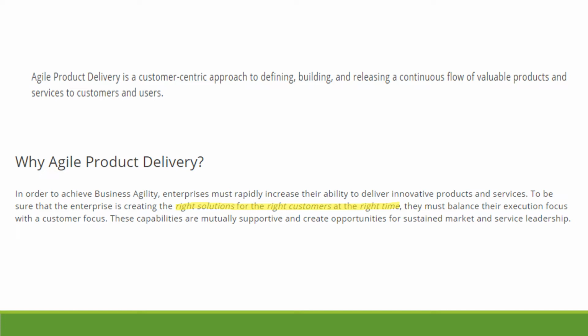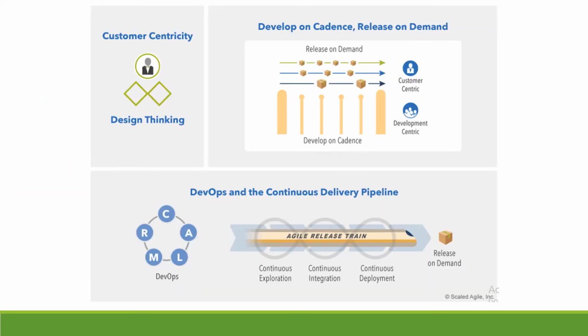Agile product delivery is a customer-centric approach to defining, building, and releasing a continuous flow of valuable products and services to the customers. It's about creating the right solution for the right customers at the right time, sustaining it, and going for continuous improvement. That's about it, right? So in simple words, agile product delivery is nothing but right solutions for right customers at the right time. These are the three sub-components under agile product delivery.